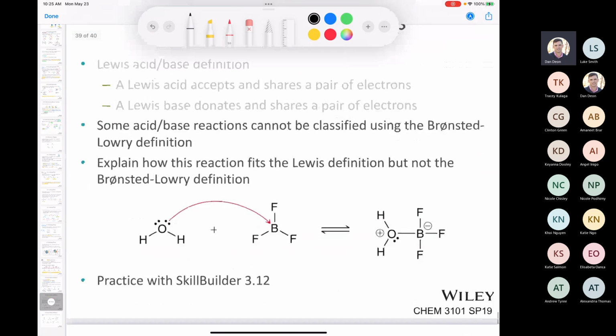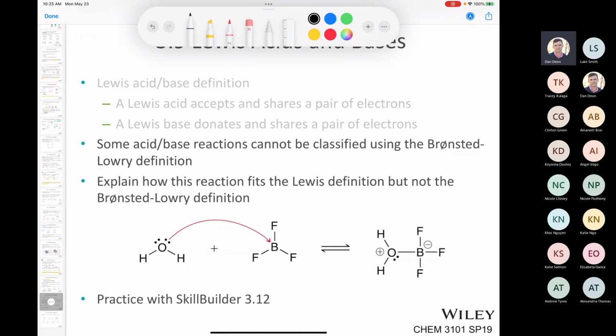However, some acid-base reactions can't be classified using Bronsted-Lowry, and that's why we have the Lewis acid-base definition. Explain how this reaction fits the Lewis definition, but not the Bronsted-Lowry definition. Let's take a look at Lewis first. You can see that the water molecule is donating a pair of electrons, so it must be the Lewis base, and BF3 is accepting the pair of electrons, and thus this would be our Lewis acid, and this would be our Lewis base.